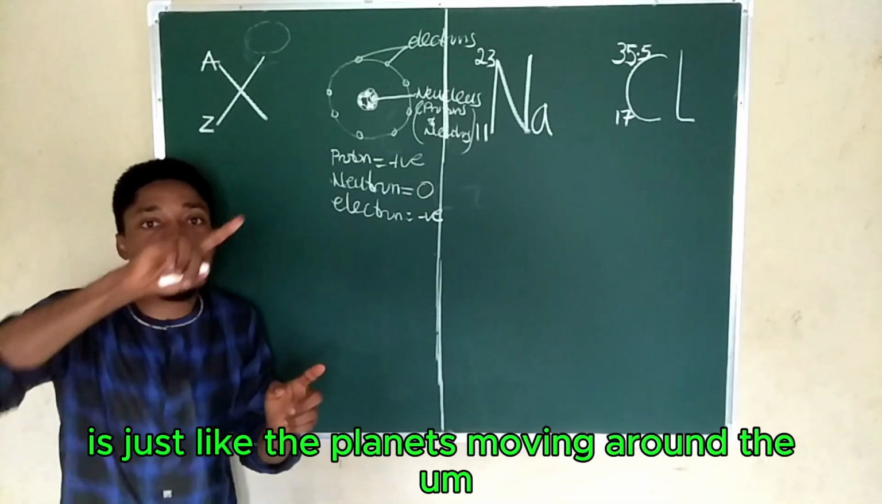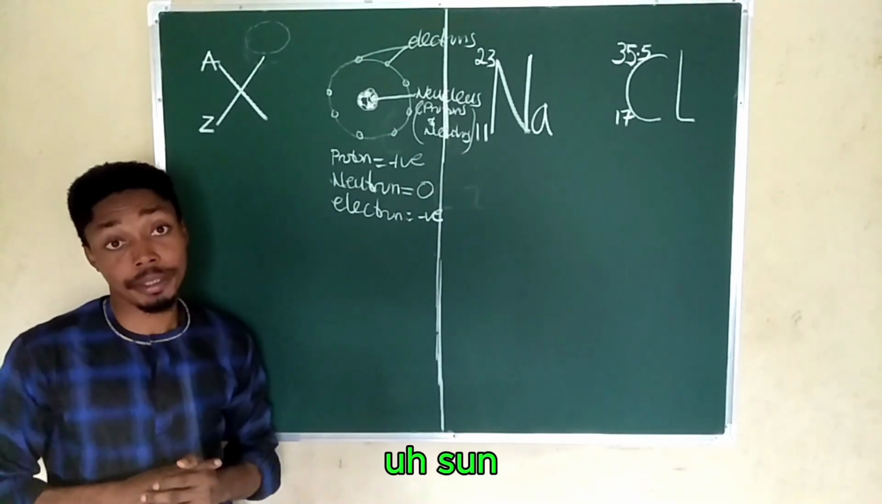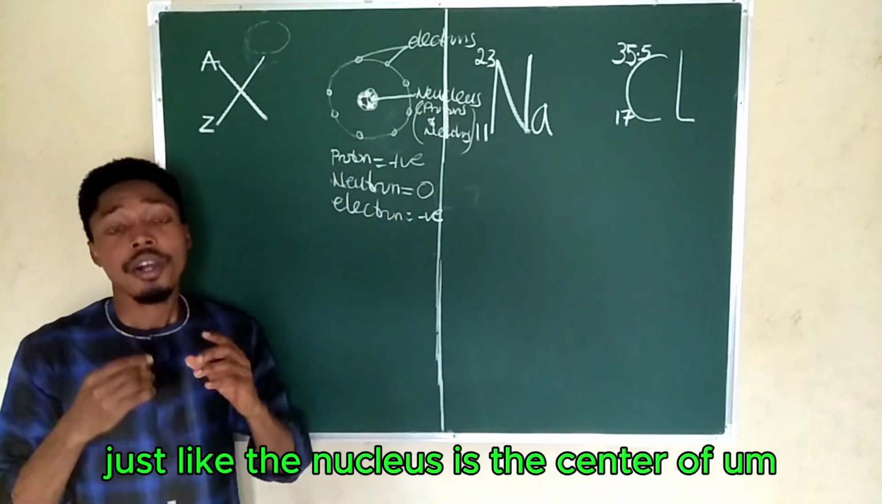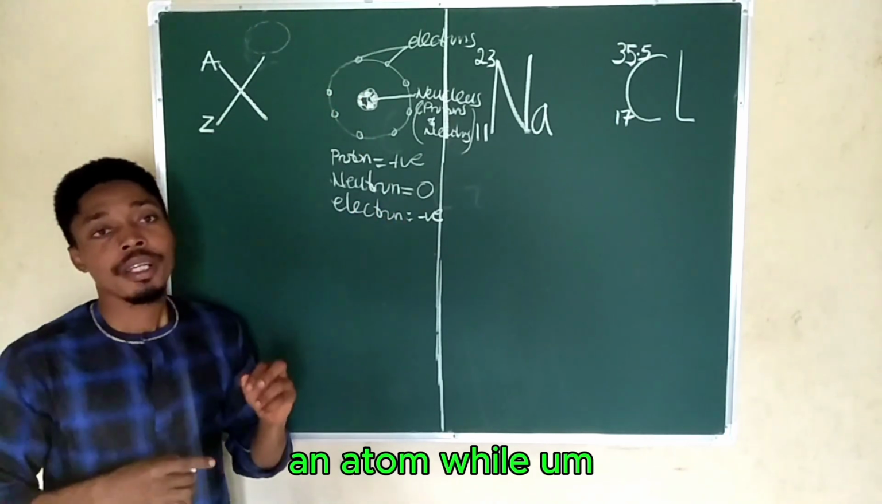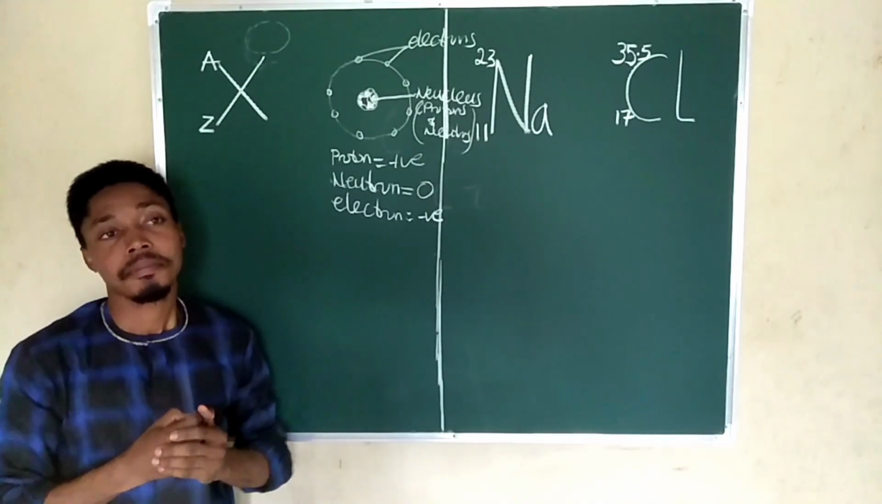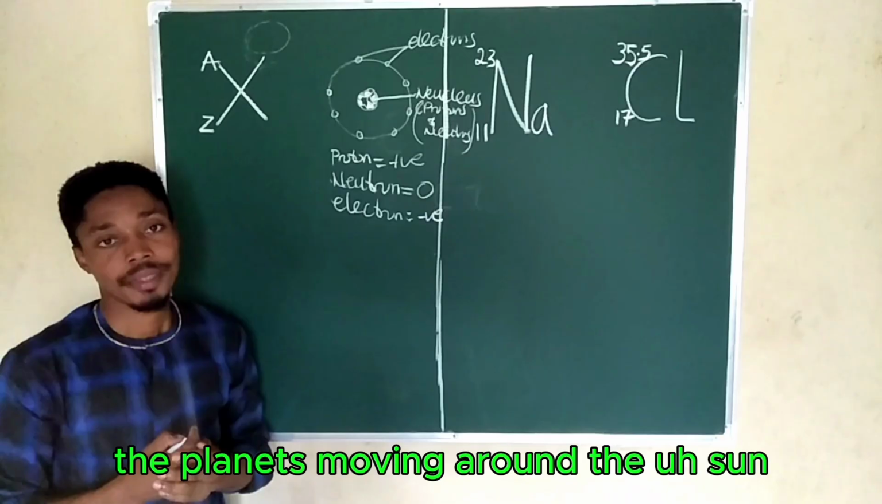The electrons move around the nucleus, and the concept that comes to us right now is just like the planets moving around the sun. The sun is the center of the solar system, just like the nucleus is the center of an atom, while the electrons are moving around the nucleus, like the planets moving around the sun.